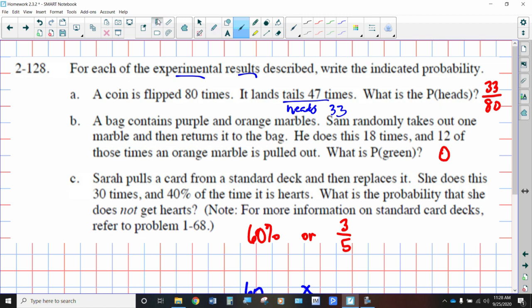That happens. A bag containing purple and orange marbles, Sam has, and he wants to randomly take out one marble and then return it to the bag. So he does it 18 times.